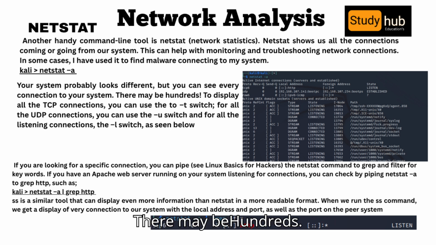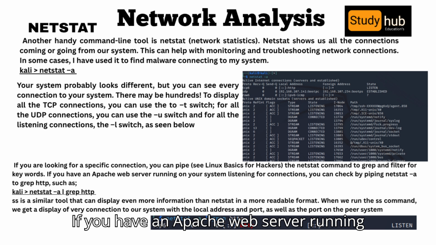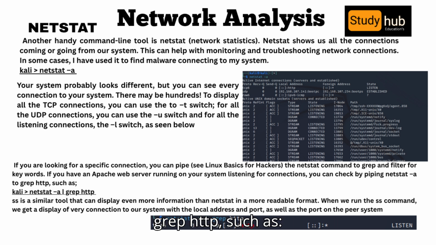There may be hundreds. To display all the TCP connections, you can use the -t switch. For all the UDP connections, you can use the -u switch, and for all the listening connections, the -l switch, as seen below. If you are looking for a specific connection, you can pipe, see Linux Basics for Hackers, the netstat command to grep and filter for keywords. If you have an Apache web server running on your system, listening for connections, you can check by piping netstat -a to grep http, such as Kali netstat -a | grep http.